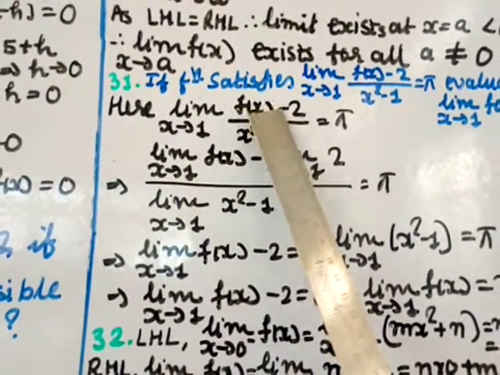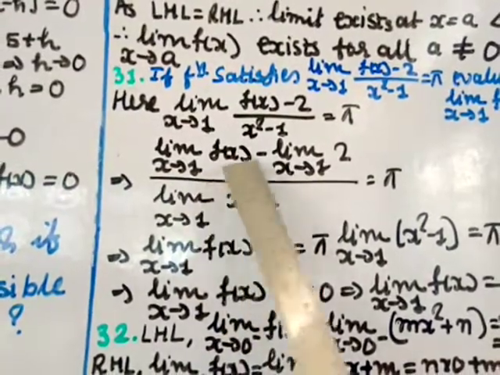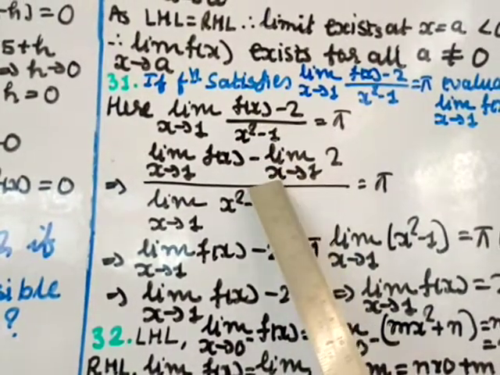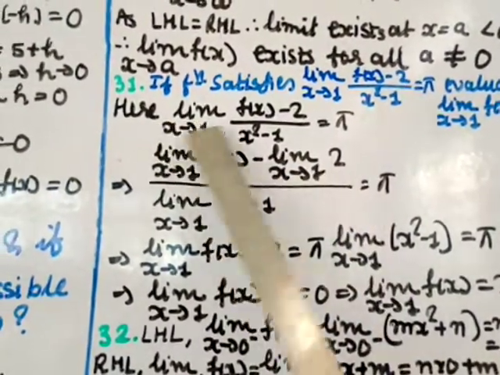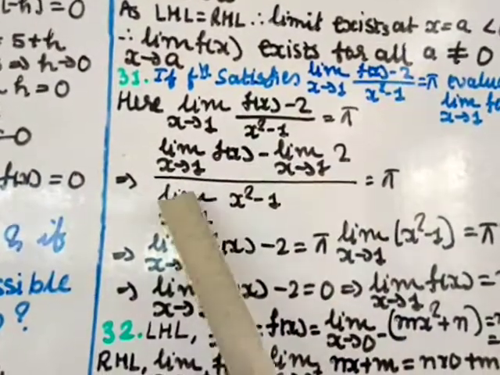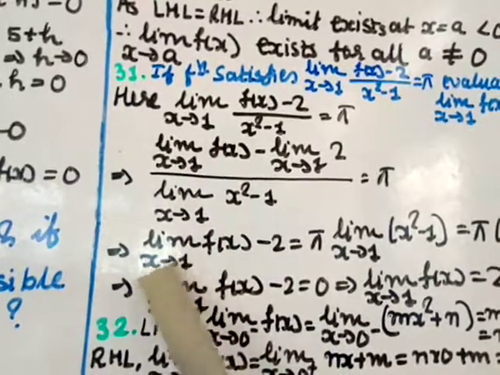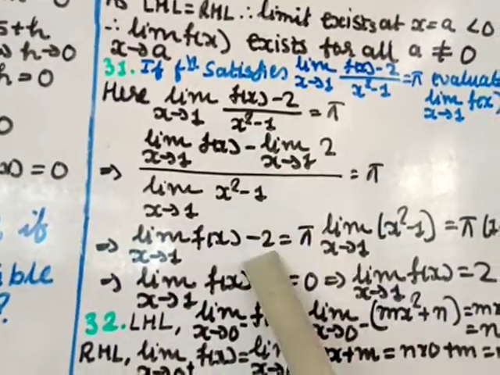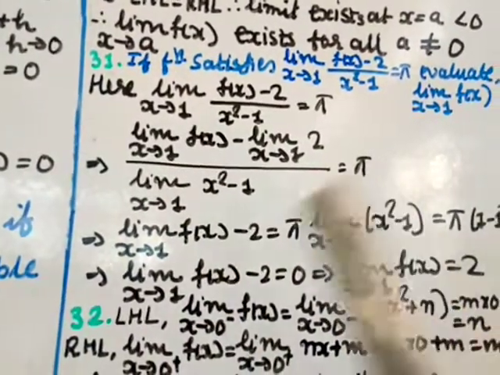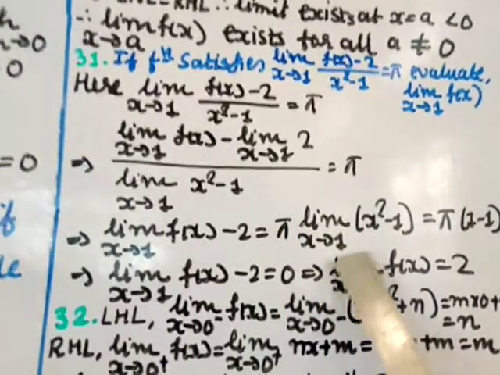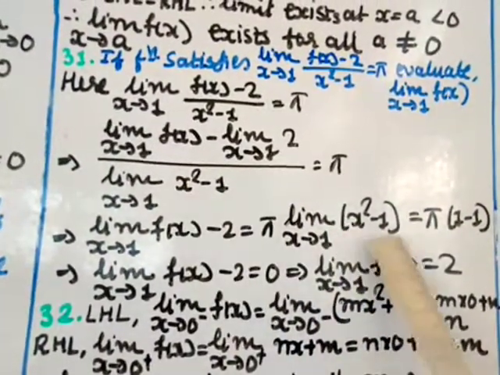So I will give here the numerator, that is limit x tends to 1 of f(x) minus limit x tends to 1 of 2, and to the denominator, that is divided by limit x tends to 1 of x square minus 1. Limit x tends to 1 of f(x), this limit is what we need, and the denominator value transfers and multiplies with pi. So pi into limit x tends to 1 of x square minus 1.